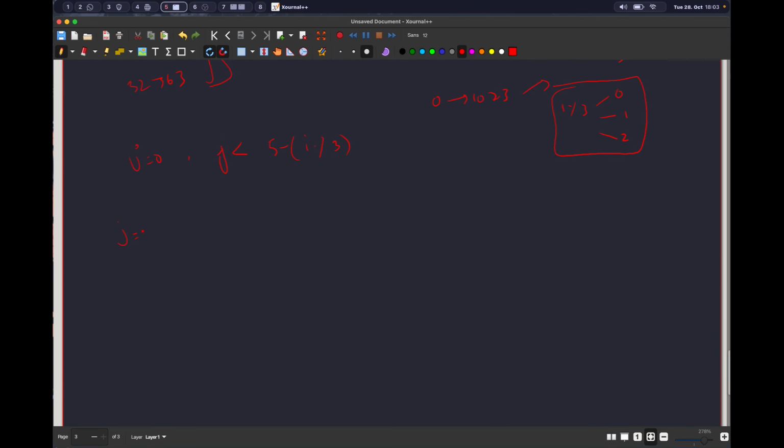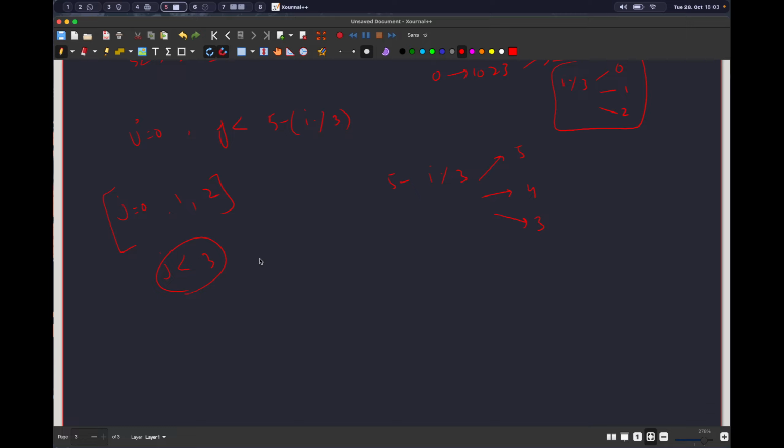So when we are starting from j equals 0, what can be the value of 5 minus i percent 3? Let's calculate. When i percent 3 is 0, the value is 5. When i percent 3 is 1, the value is 4. When it is 2, the value is 3. So for the first iterations, when j goes through 0, 1 and 2, all of the threads will show no divergence because in that case j is always less than 3.